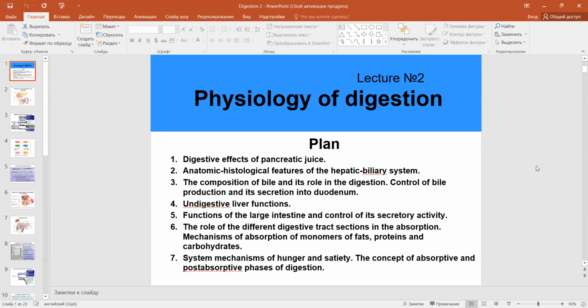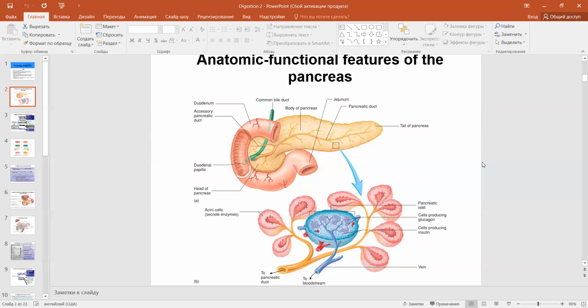the large intestine and control of its secretory activity, the role of the different digestive tract sections in absorption and the mechanism of absorption of different substances, and the system mechanism of hunger and satiety, the concept of absorptive and post-absorptive phases of digestion. So let's start with the anatomic and functional features of the pancreas.